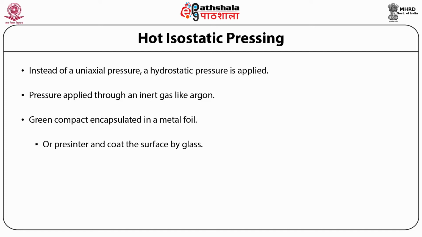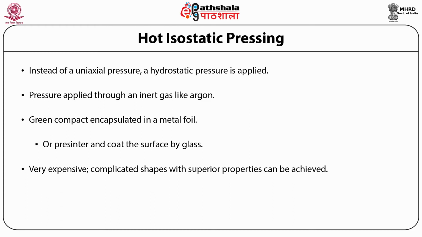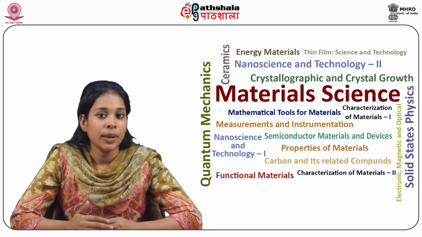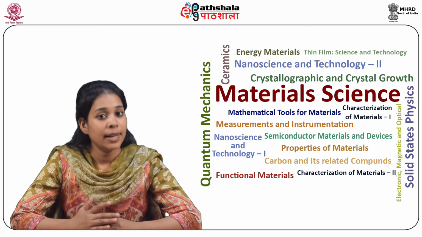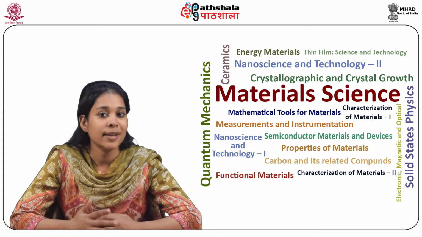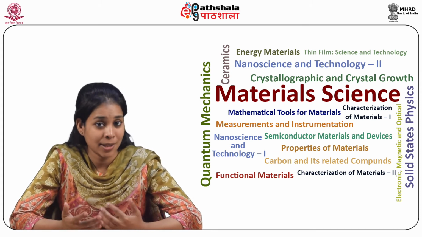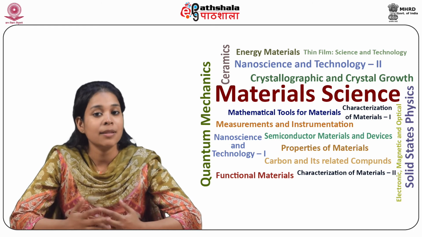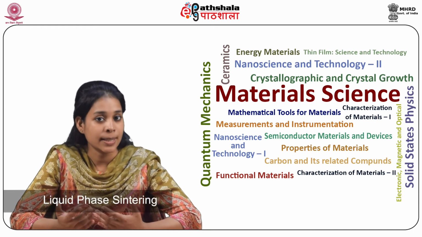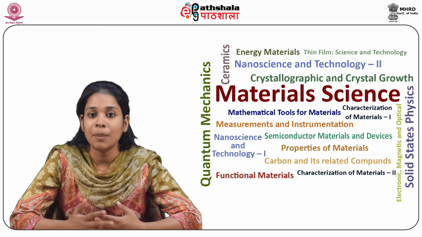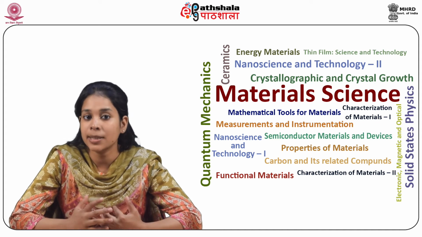Hot isostatic pressing equipment is very expensive, so the process is to be used only when the very high cost can be justified. Now, in liquid phase sintering, if a liquid is present during some part of the sintering cycle, then the process is called liquid phase sintering. The liquid can be transient or persistent.